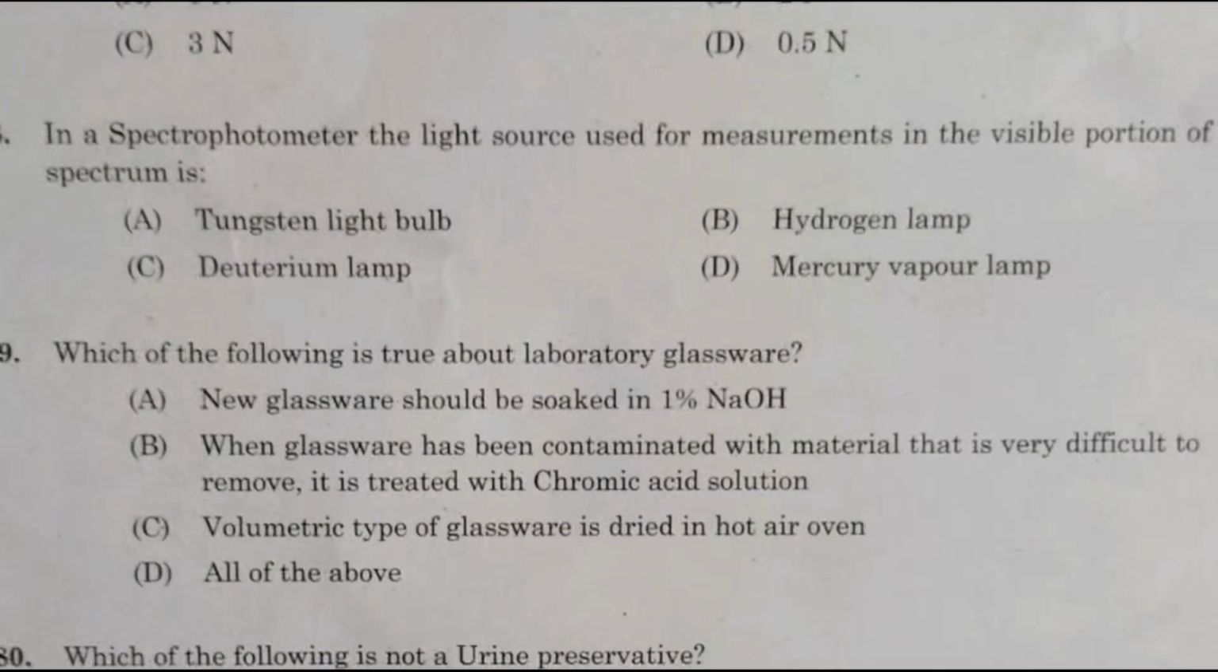Next question, in a spectrophotometer, the light source used for the measurement in a visible portion of spectrum. In visible portion of spectrum, the spectrophotometer use tungsten light bulb. The right answer is option A.